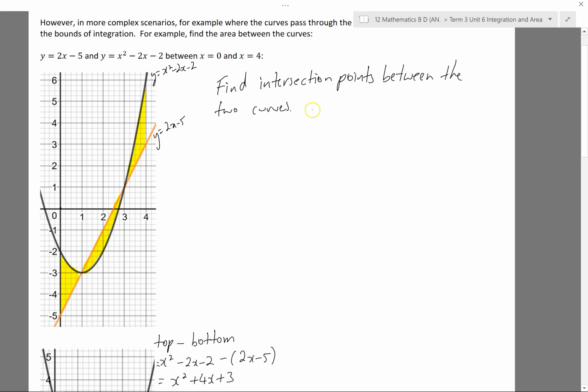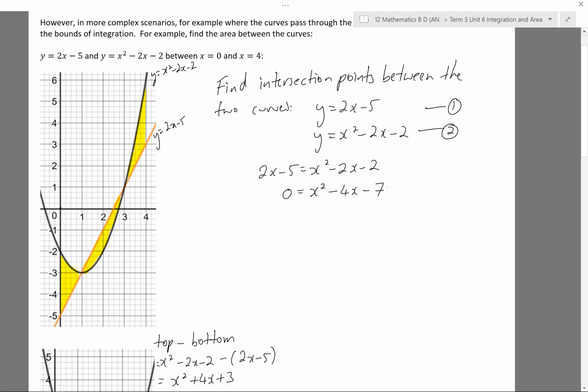I've got two equations, y equals 2x minus 5 and y equals x squared minus 2x minus 2. I need to solve these both simultaneously, equation 1 and equation 2. I'm going to sub equation 1 into equation 2, either way you want it. I'm essentially solving this equation for values of x. It's a quadratic. I know I need to set it equal to 0.